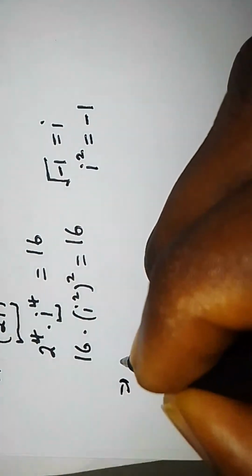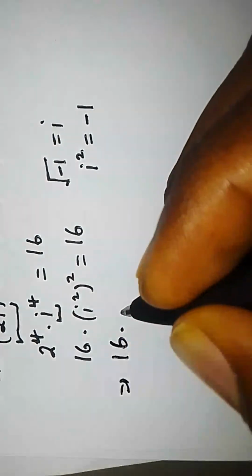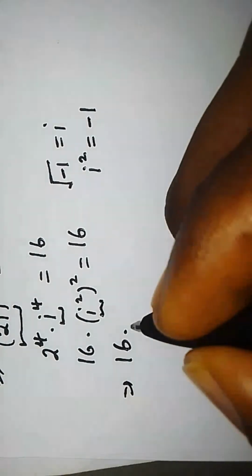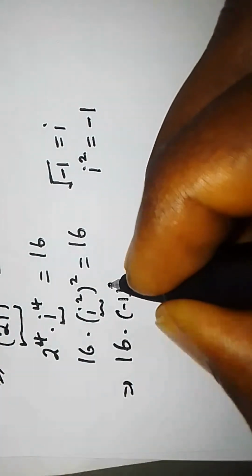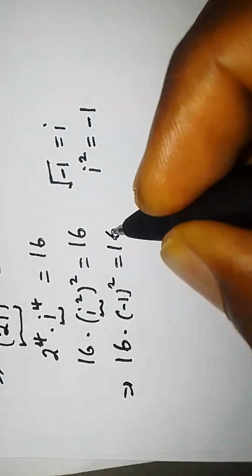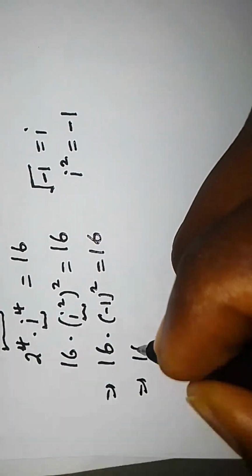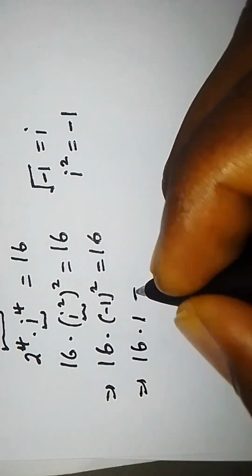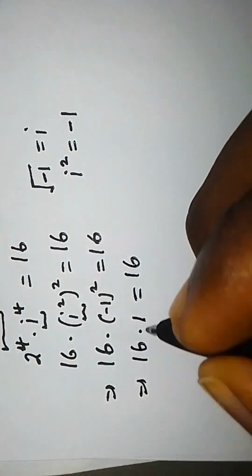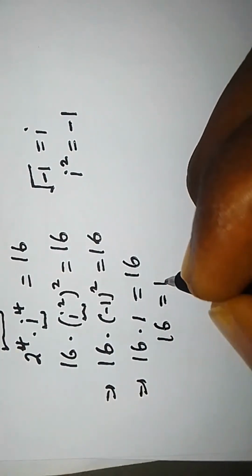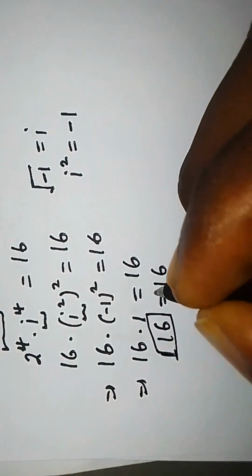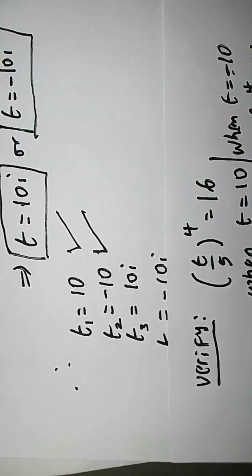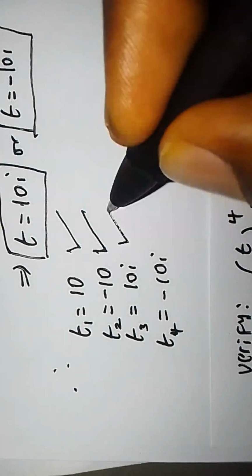So this implies that we have 16 times, in place of i squared, we write minus 1. So we have (minus 1) all squared equal to 16. This means that 16 times (minus 1) all squared is what? That is 1, so 16 times 1, 16 equal to 16. The left hand side is also the same thing as the right hand side. That indicates the third answer that we got here is correct.